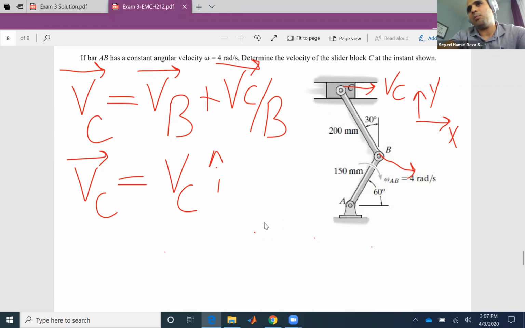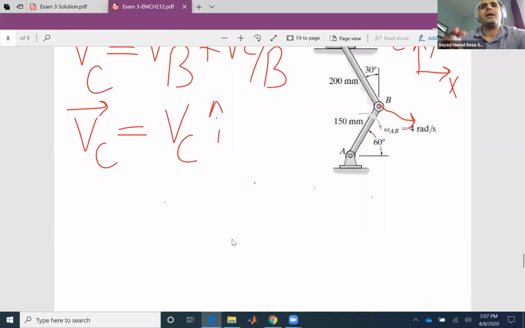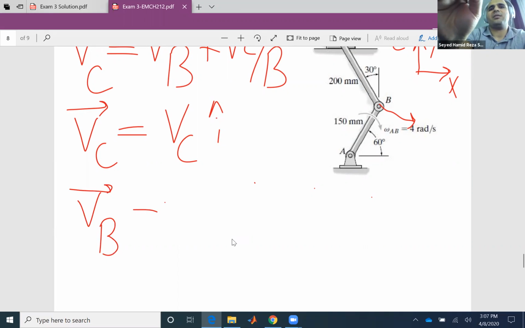Even if the problem was complicated and you couldn't really tell which direction velocity C is moving, as long as we know it's I, it's really not important whether it's positive or negative. If we find a negative value, it means that the assumption that we had is incorrect. What we know is it's in the I direction. That's the critical point.